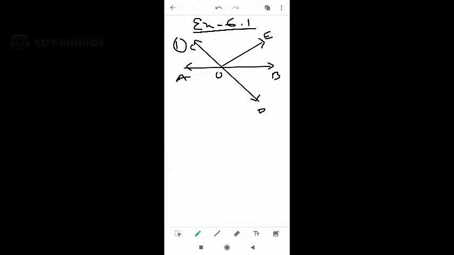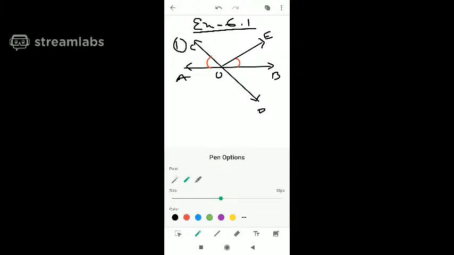AOC means this angle and BOE means this angle. The sum of these two angles is equal to 70 degrees. And angle BOD is given. Angle BOD is this one, and it is given as 40 degrees. So we need to find out angle BOE.